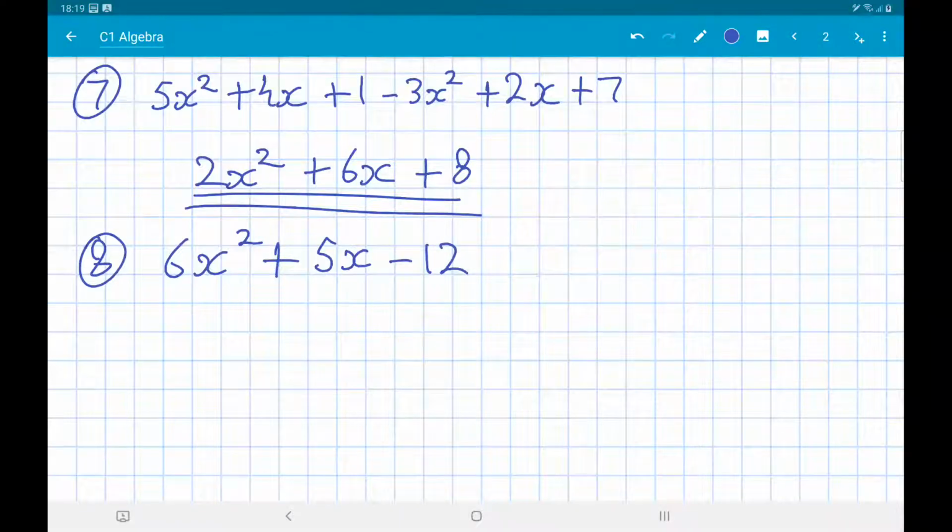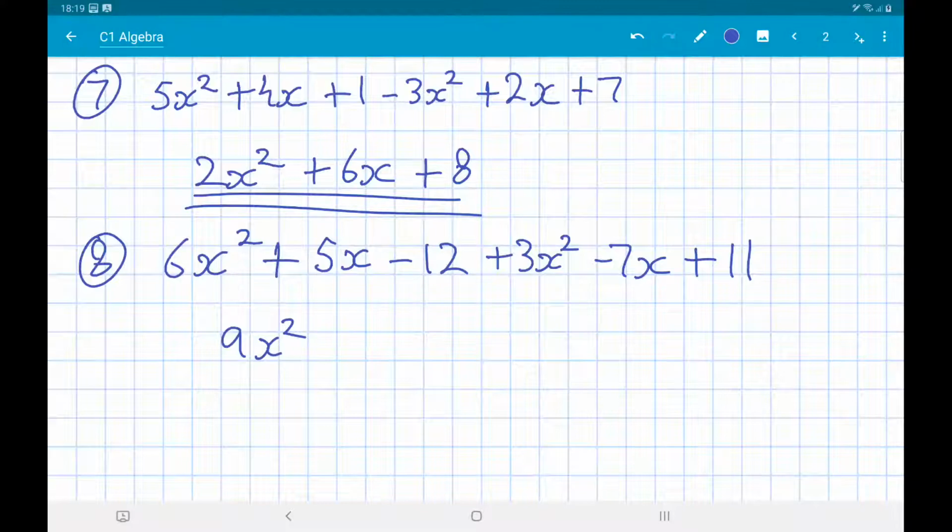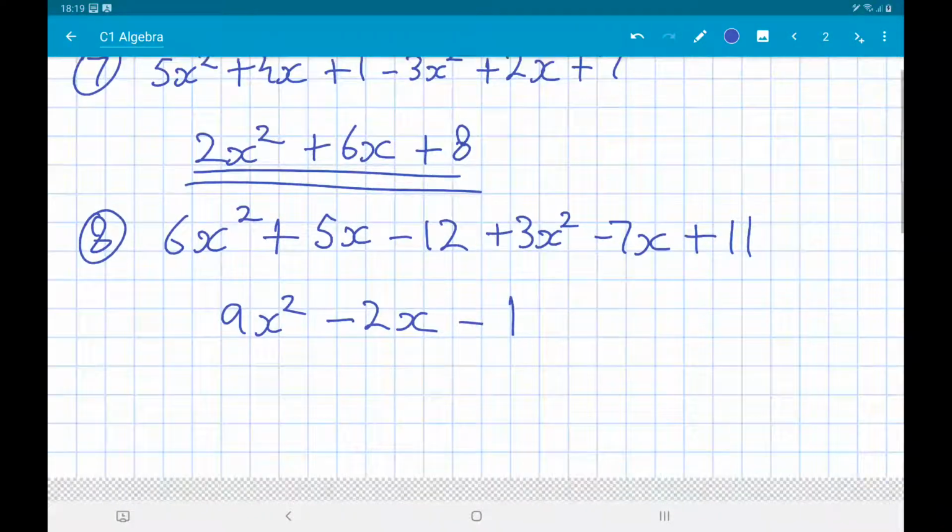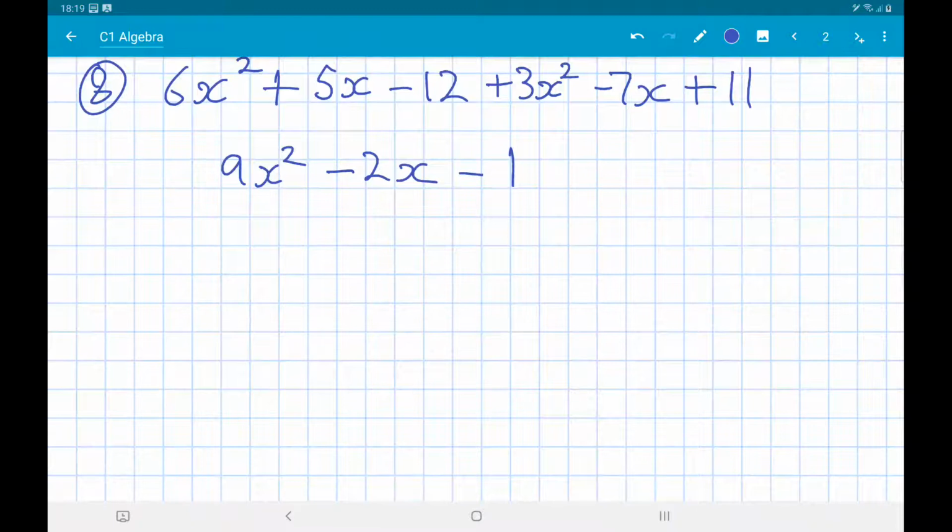12. Plus 3x squared minus 7x plus 11. Okay. Again, we're just looking at the like terms. So we get 6 plus 3, which is 9x squared. And we get 5 minus 7, you get minus 2x. And you get minus 12 plus 11, which you end up with minus 1. Okay, and we're just going to mark that as the answer.